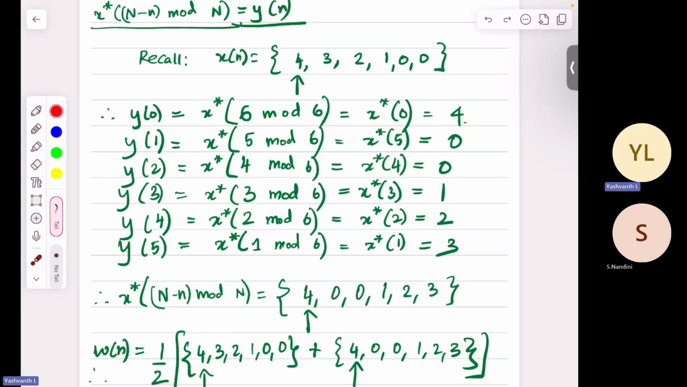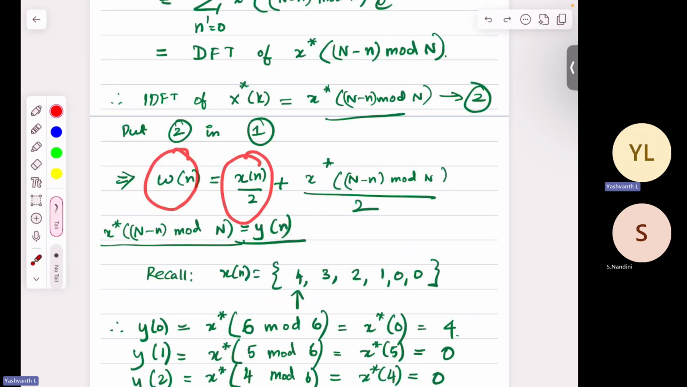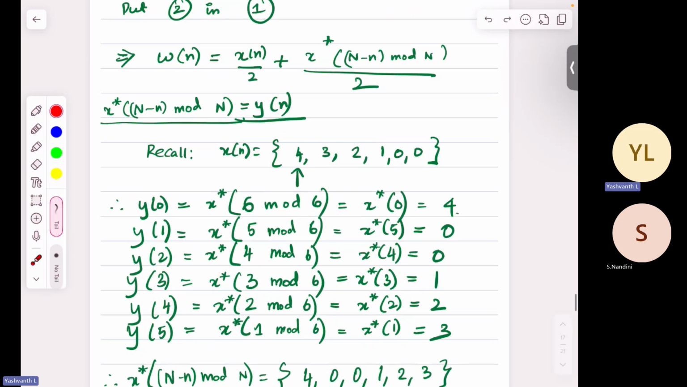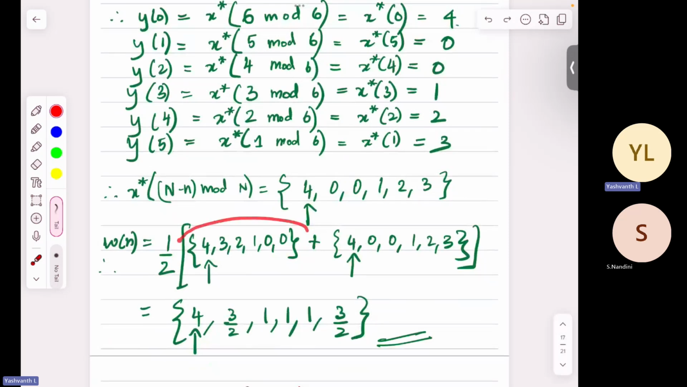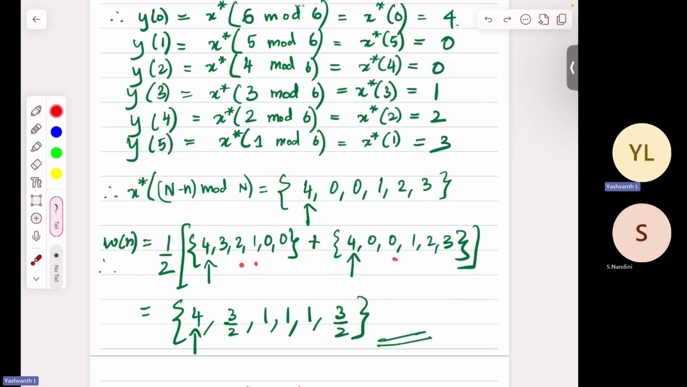Very good. That's all we have now found. Now we know W of n is x of n by 2 plus x conjugate of (n minus n) mod n by 2. That's all. We have both the signals. So this is x of n by 2 plus, this is the second signal we just found, x conjugate of (n minus n) mod n. That is basically this. So add both of them and divide by 2.